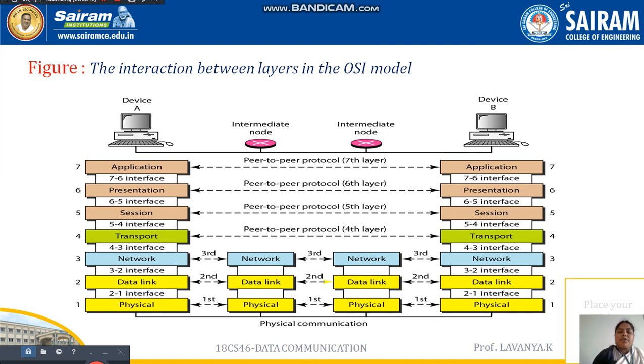With the help of the intermediate node, the two devices establish the connection. Device A we call the sender, and device B we call the receiver. On the sender side we have the 7 layers, and the same on the receiver side we also have the 7 layers. Then we will see one by one how the data is transferred from one side to another side.